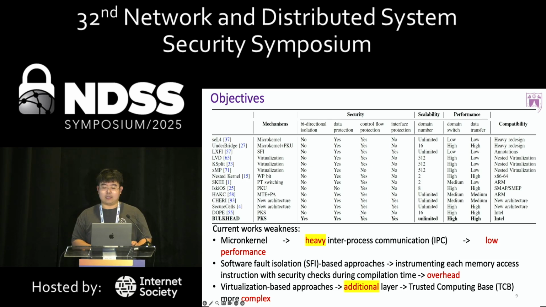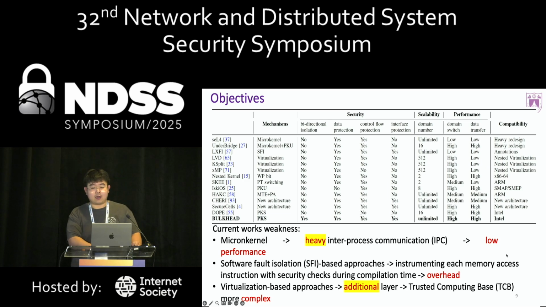Virtualization-based approaches employ a hypervisor to protect execution domains and can form different memory views with extended page tables, which refer to EPTs. However, the additional layer makes the trusted computing base, TCB, more complex. Running systems in virtual machines results in extra overhead and nested virtualization restrictions. There are also some efforts that utilize various hardware features to protect the kernel, but they cannot scale to multiple compartments because of the hardware limitation.